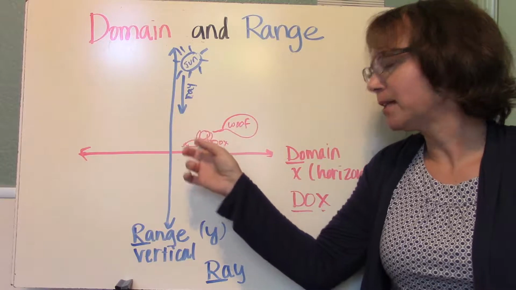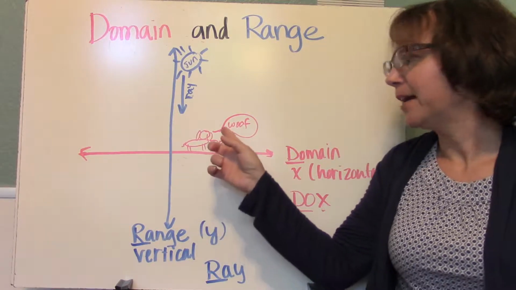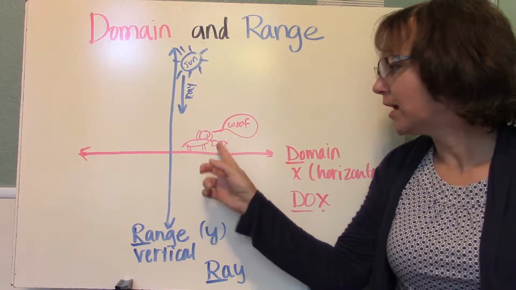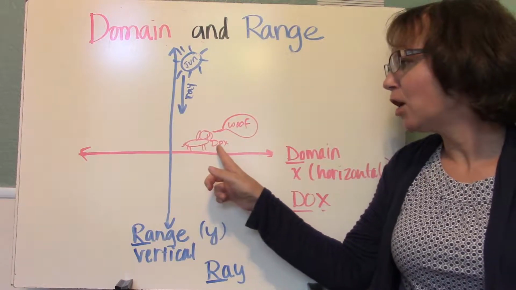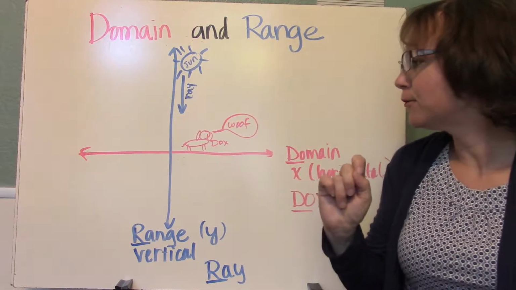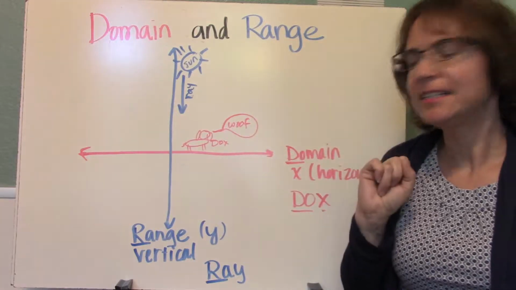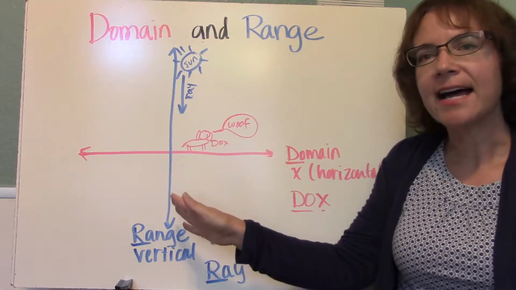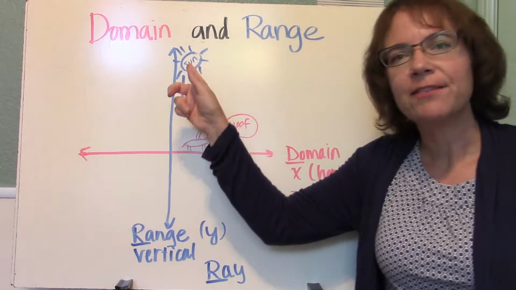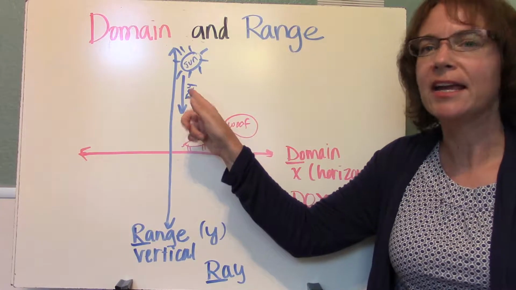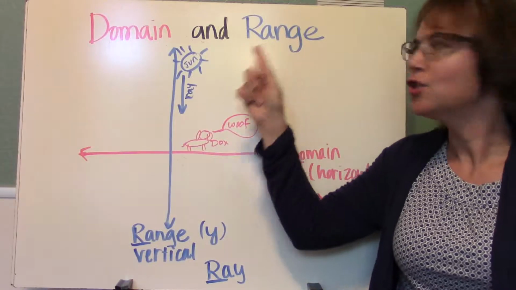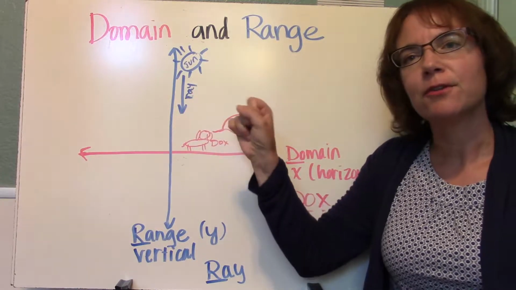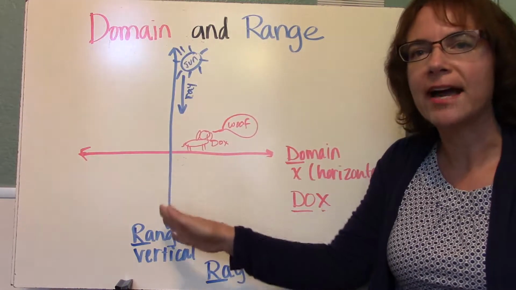And so I named my little dog, this is a dog. I actually put Woof here so you could tell he was a dog. I named him Dox, D-O-X. That D-O stands for domain, and the X stands for the X values. And then our y-axis, I have Ray. I have a sun right there that I'm calling Ray, and Ray is for range. The R-A is for the range, and the Y is for the Y value.